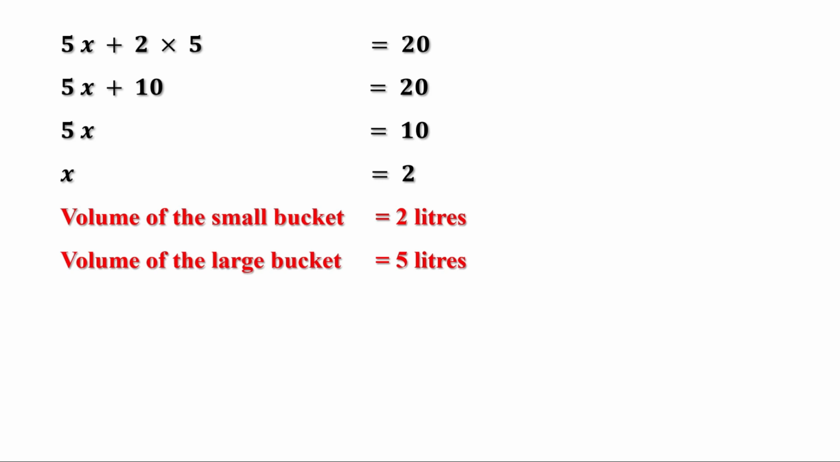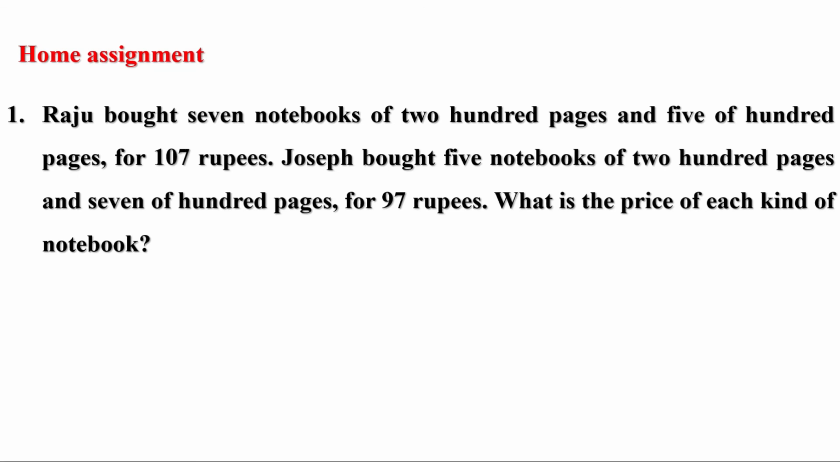Today we have discussed the section 2 equations. Now there is a homework. Raju bought 7 notebooks of 200 pages and 5 of 100 pages for 107 rupees. Joseph bought 5 notebooks of 200 pages and 7 of 100 pages for 97 rupees. What is the price of each kind of notebook?